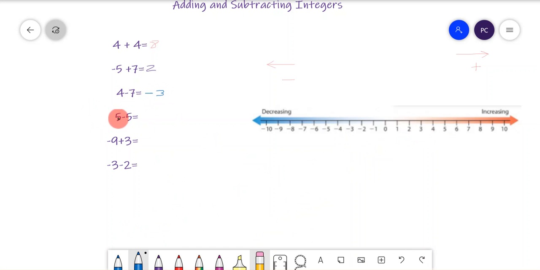The next one is 5 minus 5. Again, we start here at 5, and it's negative 5, so we're moving to the left 5 places from there: 1, 2, 3, 4, 5. We're going to end up here. So 5 minus 5 is 0.